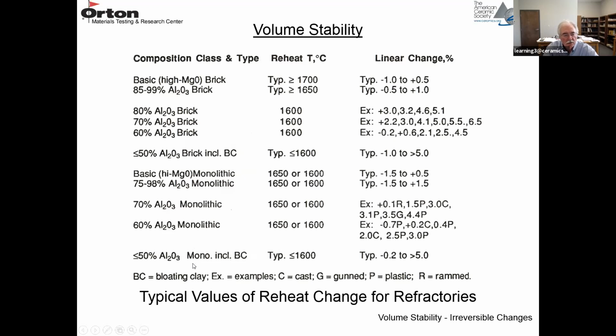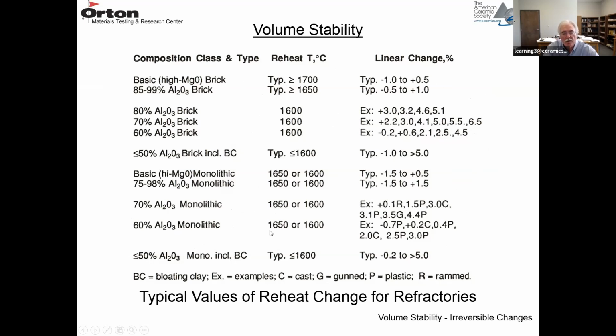And this table shows some typical refractory materials and typical ranges of their permanent linear changes. So if we look at one here, a basic refractory, high MgO refractory brick, reheated to 1700 degrees C. It's a high temperature refractory. It might shrink maybe 1%, or it might expand 0.5% depending on the chemistry. If we look at a 60% alumina brick, reheated to 1600 degrees C, it might shrink slightly, maybe 0.2%, or it might expand up to 4.5%. And when we go over the compositions of these different materials, I'll explain why these changes take place.